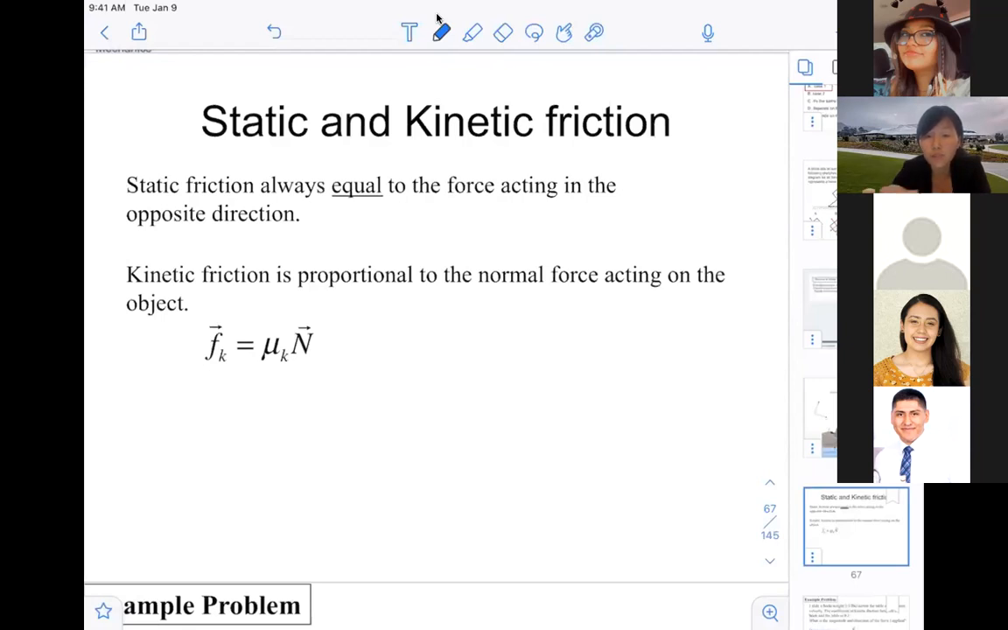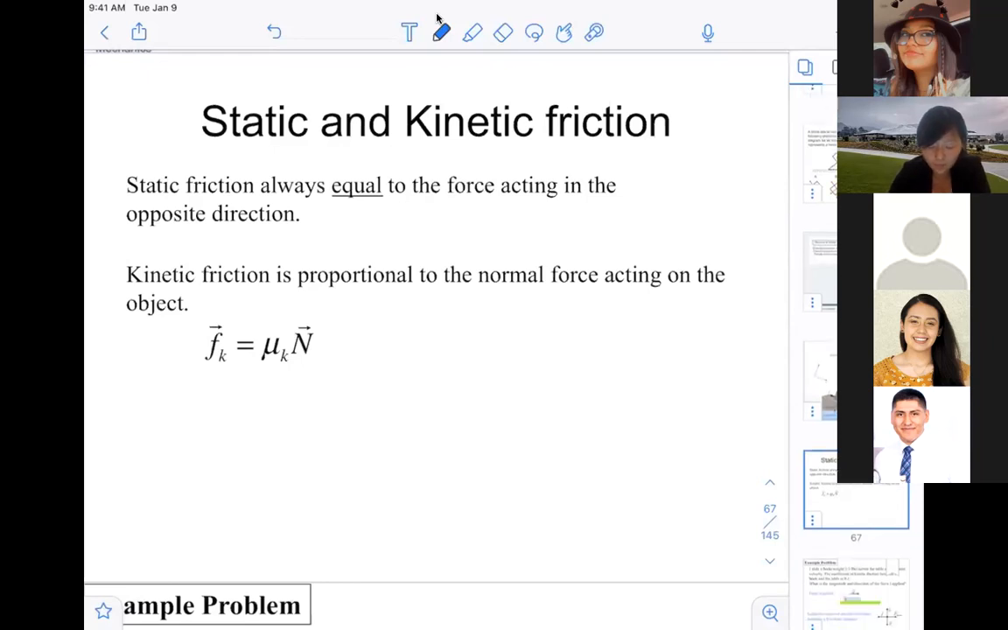How rough your surface is, the nature of your surface, is described by mu of K. That is the kinetic coefficient, simply describing how rough or how smooth your surface is, and it also depends on the normal force. The bigger the normal force, the bigger the kinetic friction. So kinetic friction is mu times N, okay?